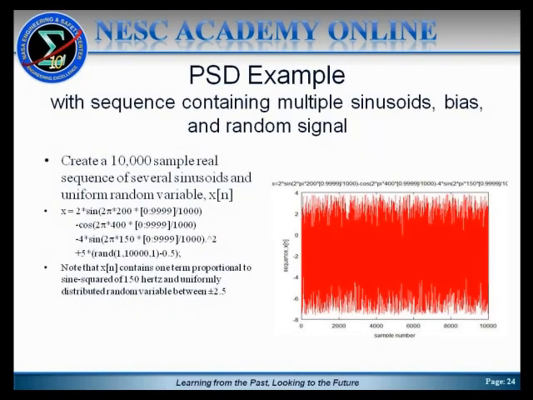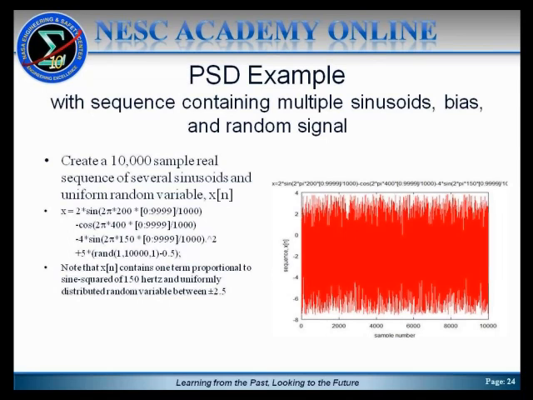And finally, we'll conclude this section today with an example of a PSD. We'll take a signal with multiple sinusoids, a bias, and random content, and compute a PSD of it and see if we can interpret what we got. So we'll create a 10,000 point real sample sequence of several sinusoids and a uniform random variable. And here's the exact MATLAB calculation that was used to create that.